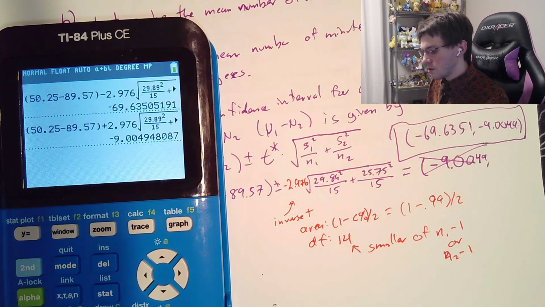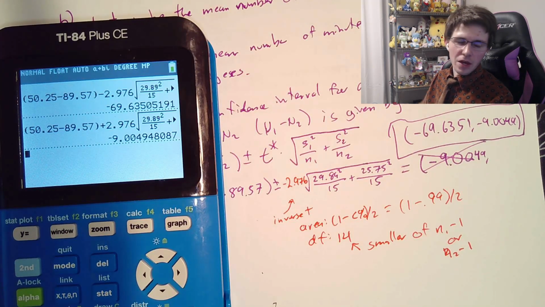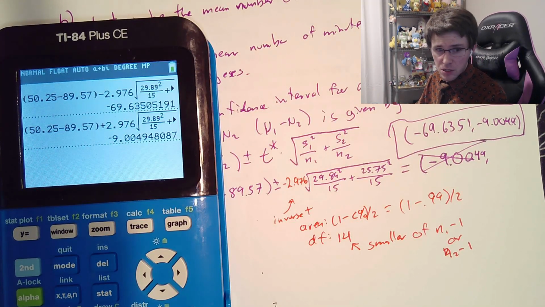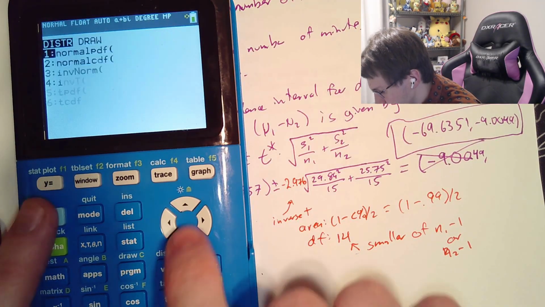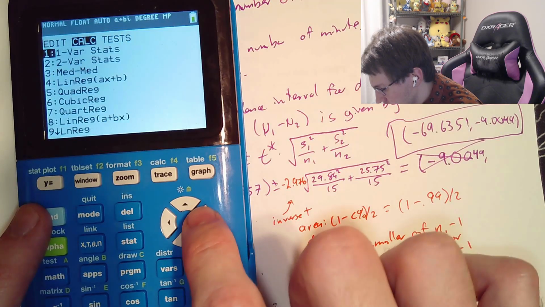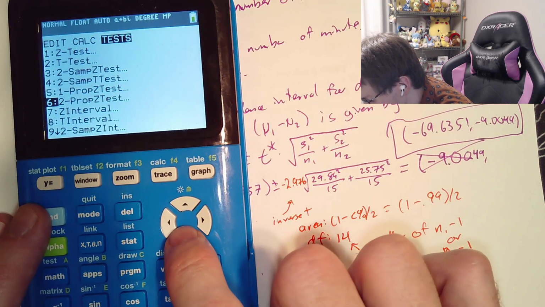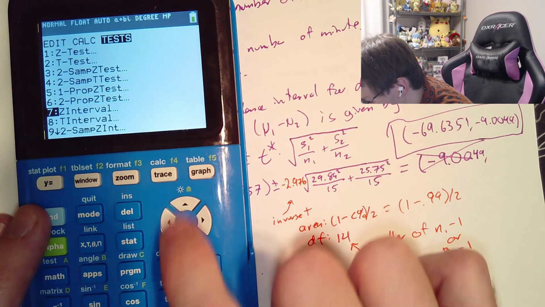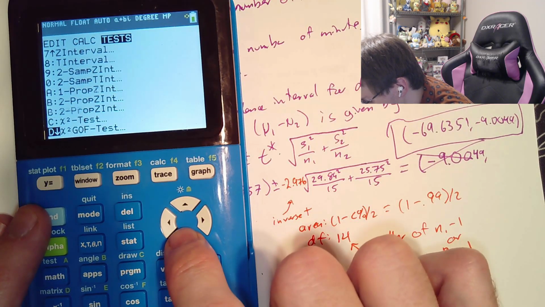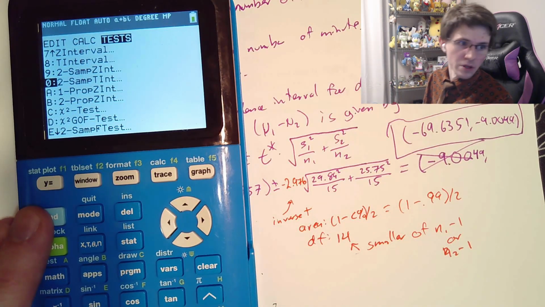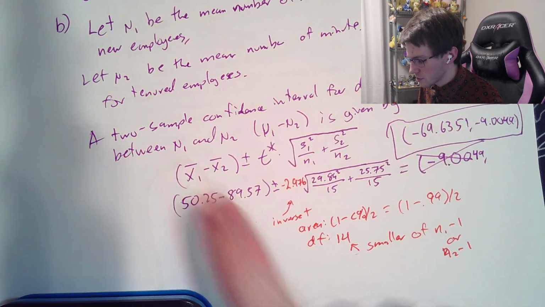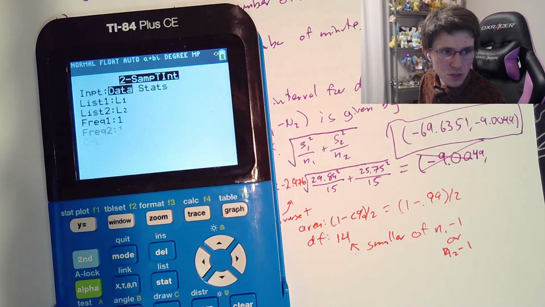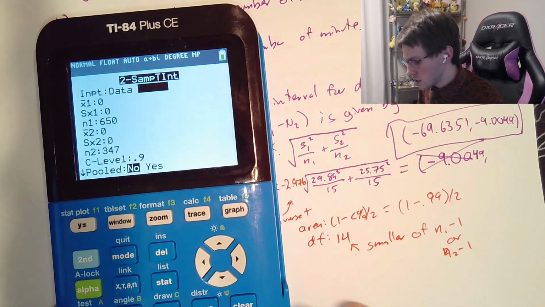I'm going to tell you right now that this is slightly wider than what the calculator is going to give us, because the calculator is going to do a smarter degrees of freedom when it runs the 2 sample confidence intervals. So let's check that out. We're going to go second, stats, and tests, and do our 2 sample t interval, a 2 sample confidence interval for the difference between these two.